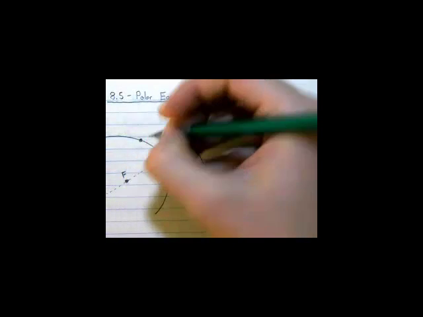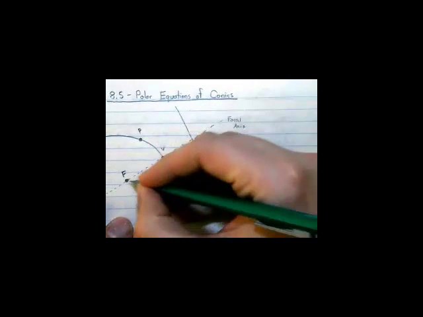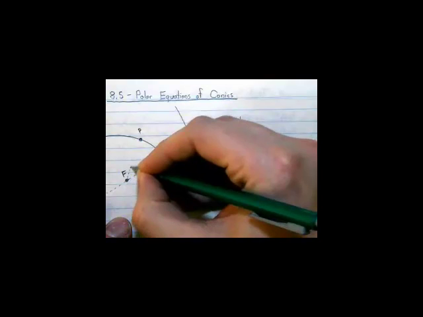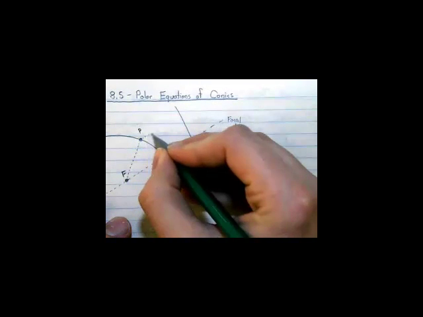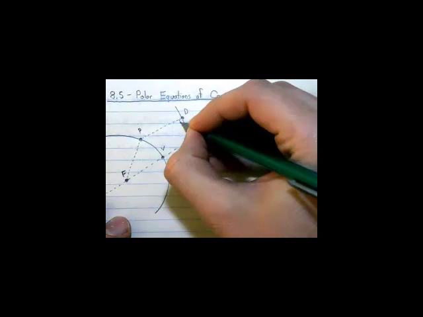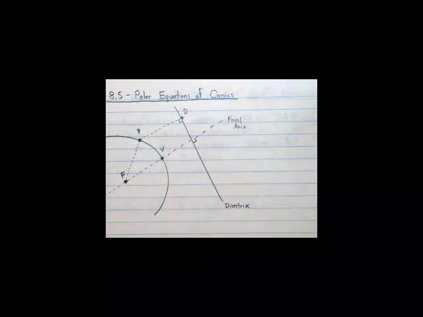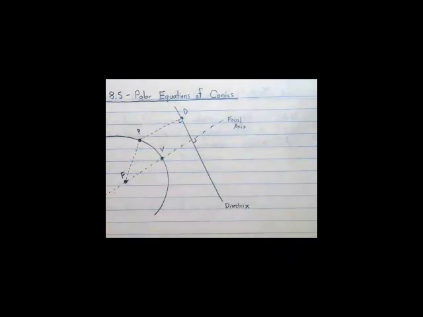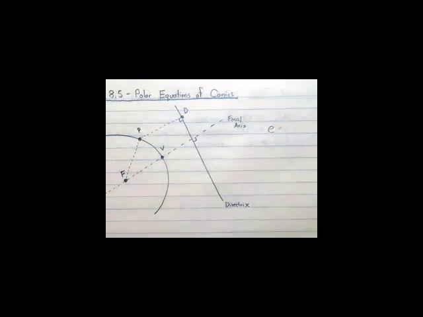Okay. If we pick some point on the conic, call it P, and then we measure the distance from F to P, and then measure the distance from P to the directrix, so we'll call this point D, and this should be perpendicular then. The eccentricity is also equal to the ratio of those two lengths. Okay, so eccentricity is defined as PF over PD.